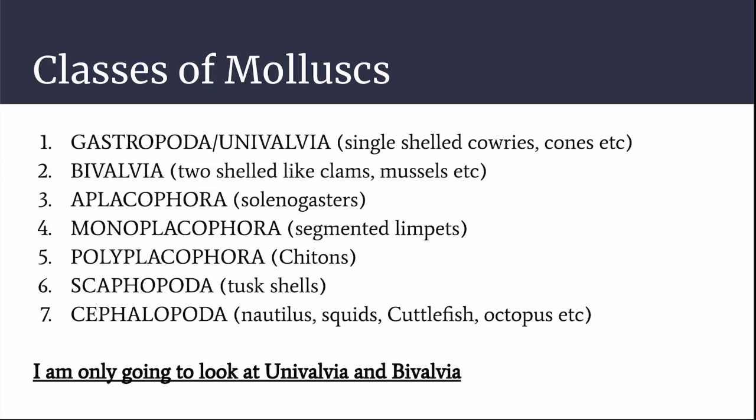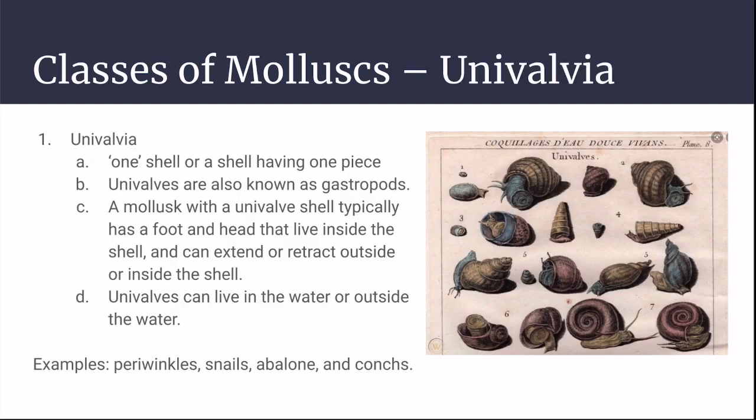So there are seven big classes of mollusks, but I'm just going to be looking at the first and the second, univalvia and bivalvia. And univalvia is also known as gastropods. So some main key characteristics of this class: univalvia means one shell or having one piece. Univalves are also called gastropods, like I said before.